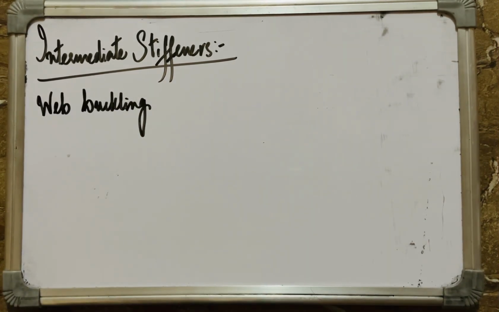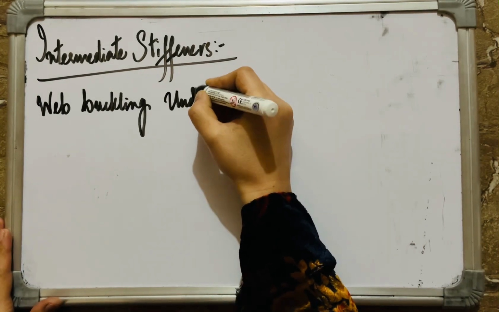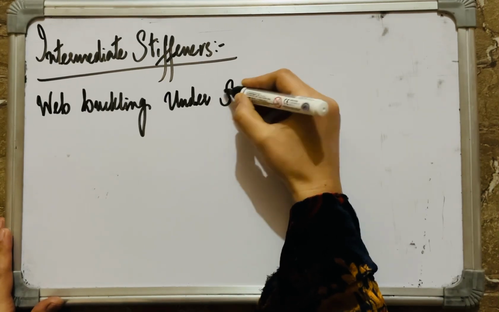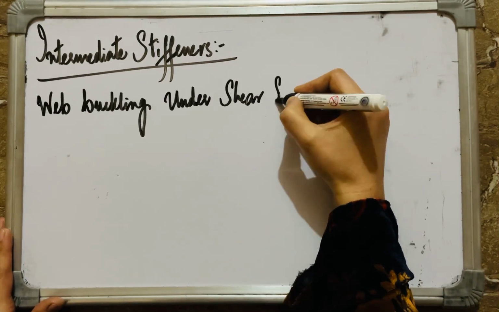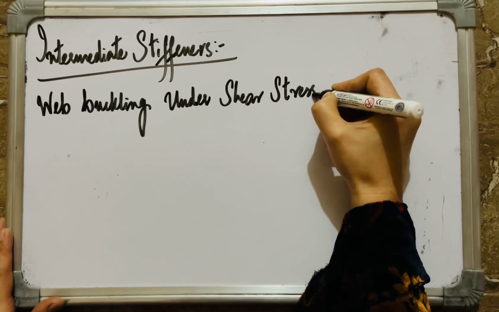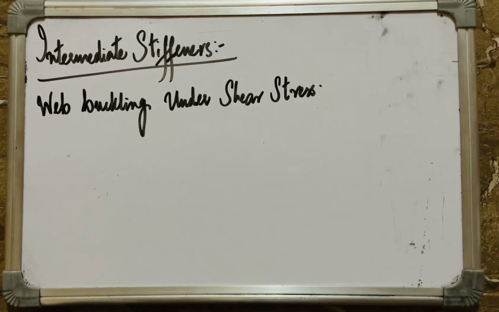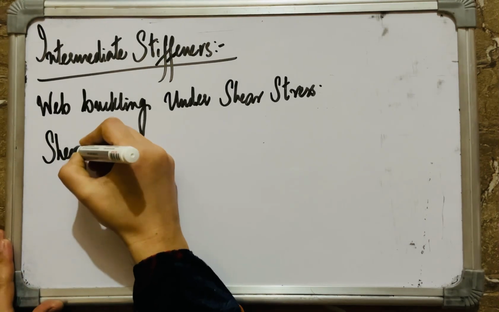All right, vertical stiffeners in steel truss bridges are required to prevent web buckling under shear stress. This must be noted by the students, that we do provide vertical stiffeners in a steel truss bridge to prevent the web buckling under shear stress, especially in areas with high shear forces or concentrated loads, and to improve overall shear capacity of the structure.